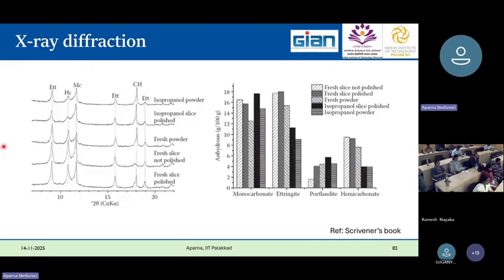So this is what it is. If you have fresh slides, you can see ettringite peaks, monocarboaluminate, hemicarboaluminate, and then ettringite again, calcium hydroxide, and all these things. What they have observed is how each phase has changed with different types of storage and hydration stoppage methods. Then these phases have been quantified using X-ray diffraction.